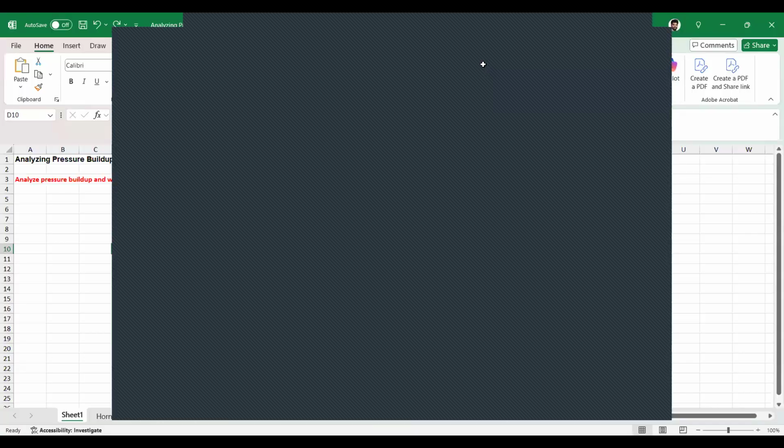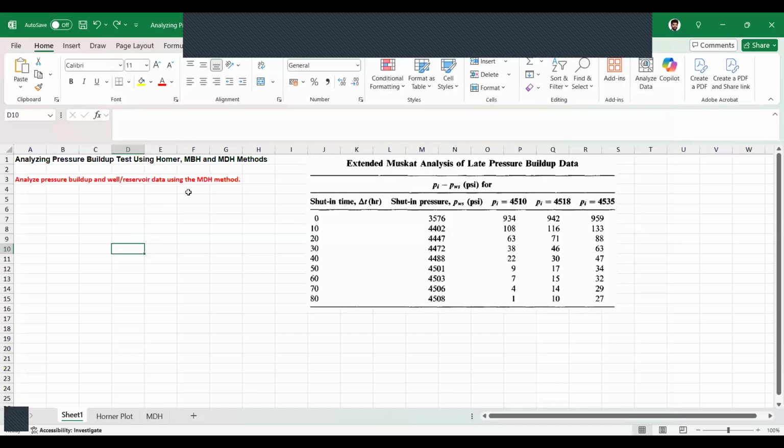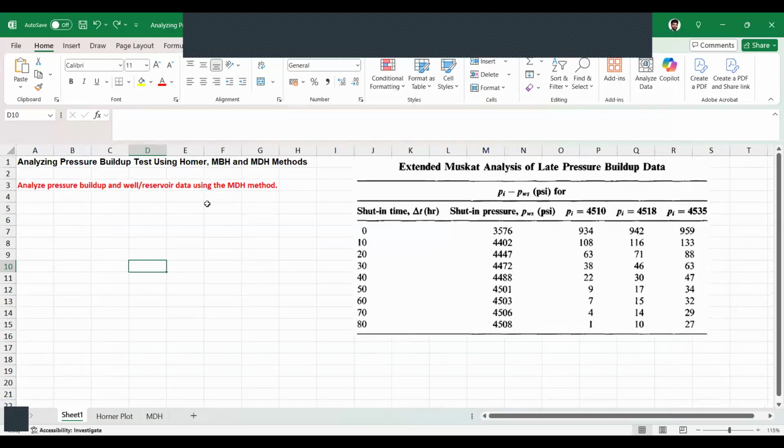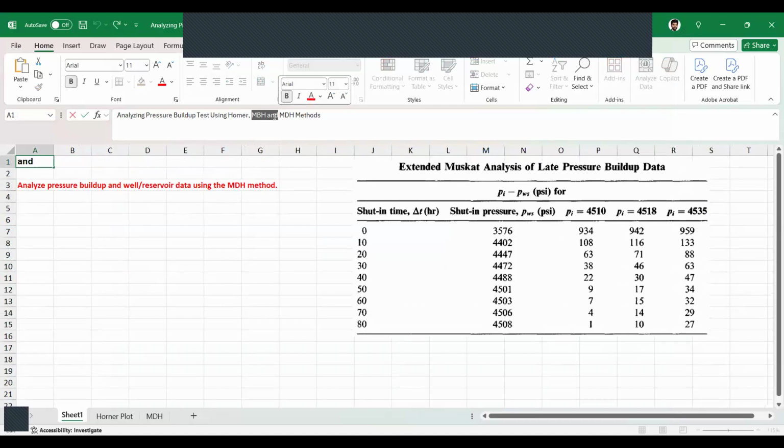So there's one example from a textbook, Amanat Chaudhry, which is a very famous book for oil well testing. I have an example in that textbook. I can give this as a practice exercise for you. So you can see analyzing build-up test using Horner, MBH, and MDH method. In this, we only use the MDH method, not the MBH method. It is an extended method for Muskat analysis.